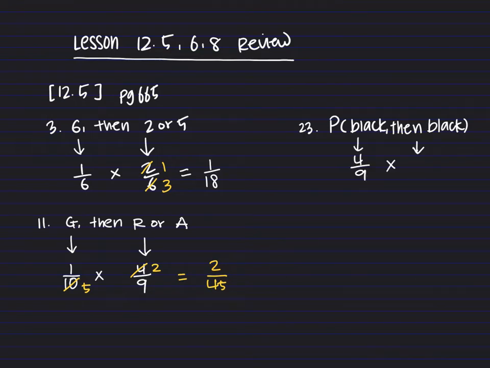Now for the second event, I am not replacing the socks, so I am going to have one less, which is a total of 8. And because I assume that I picked a black sock on the first round, I'm only going to have 3 black socks available to pick. Then I'm going to either multiply across and simplify, or simplify beforehand, which I'm going to do. So I have 4 times 3 over 9 times 8, which simplifies to a total of 1 over 6 chance of picking 2 blacks in a row.